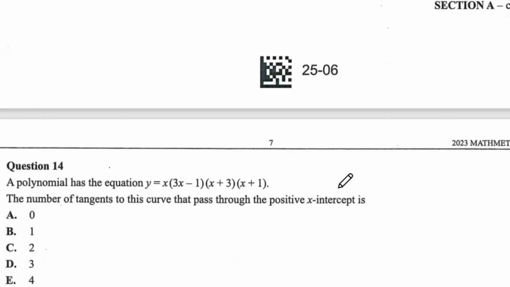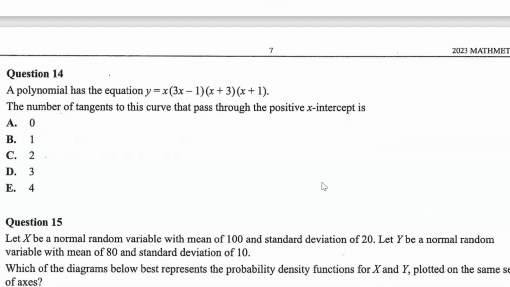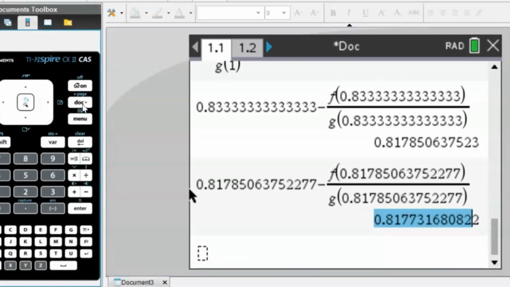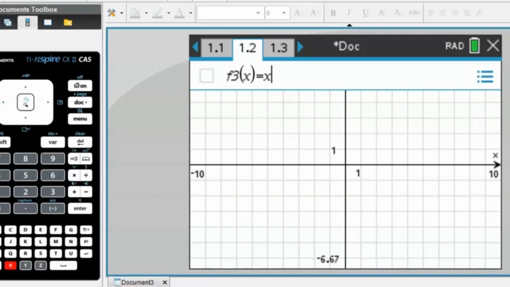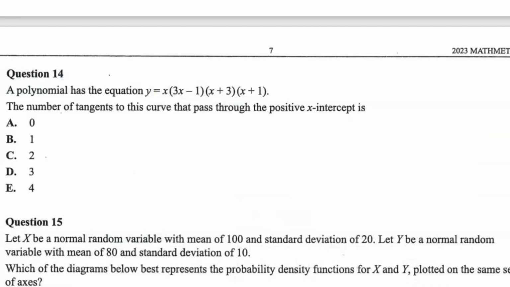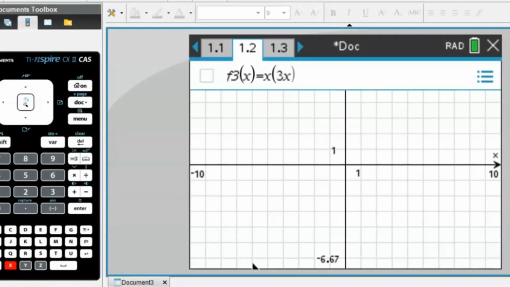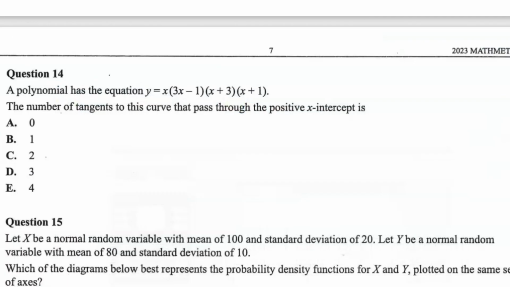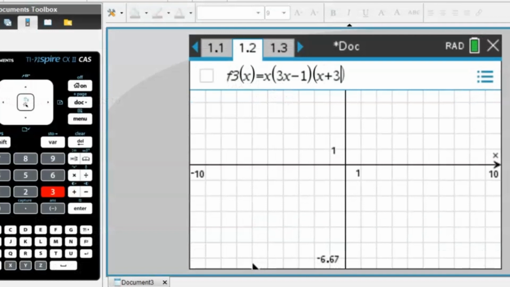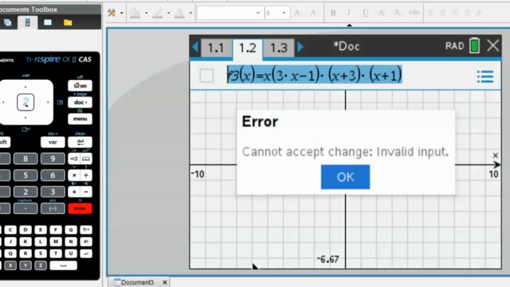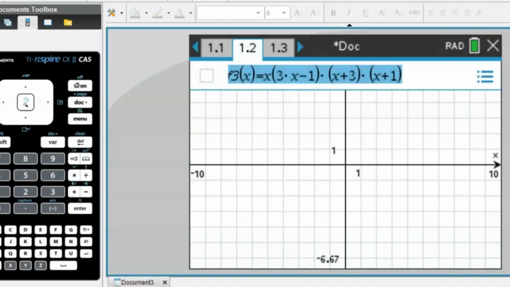Alright, let's move on to the next question. Question 14. The number of tangents. So a polynomial has the equation y equals to that. That's a quadratic function. The number of tangents to this curve that passes through the positive x-intercept is. Best thing is to draw this one here. Alright, let's get the calculator. Boom. Alright, that one was x into bracket 3x minus 1, open another bracket, x plus 3, x plus 1.